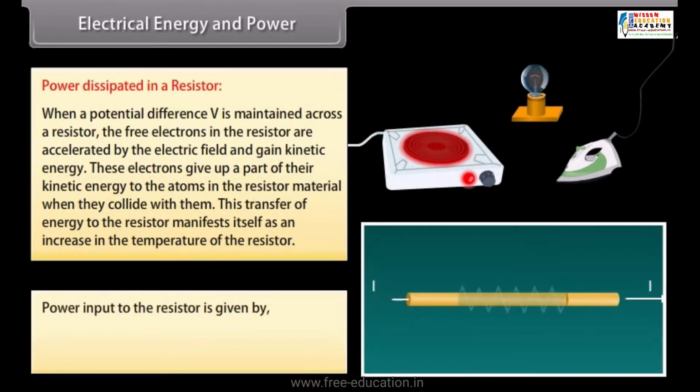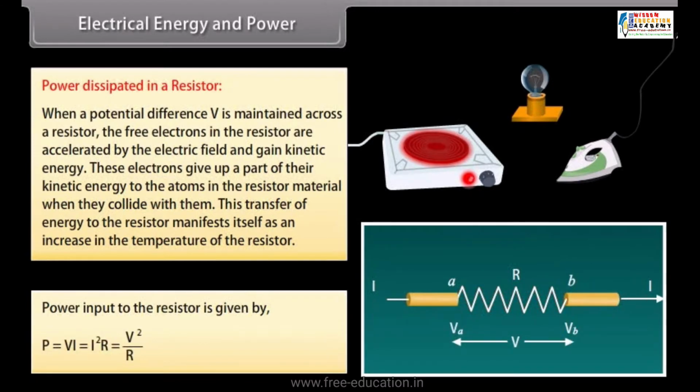Power input to the resistor is given by P = VI, which is equal to I squared R, which is equal to V squared divided by R.